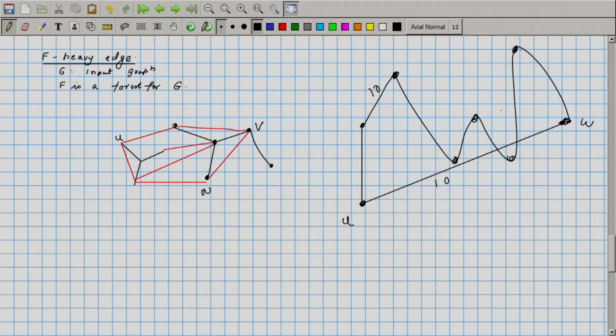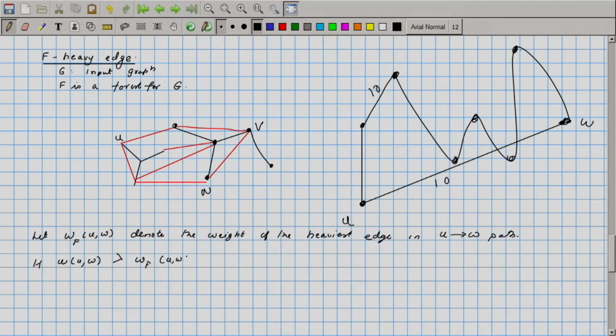So, let us look at the unique path from u to w, that is, if there is such a path, and let w_F(u, w) denote the weight of the heaviest edge in the u to w path. If the weight of uw is greater than w_F(u, w), then uw is called an F heavy edge.